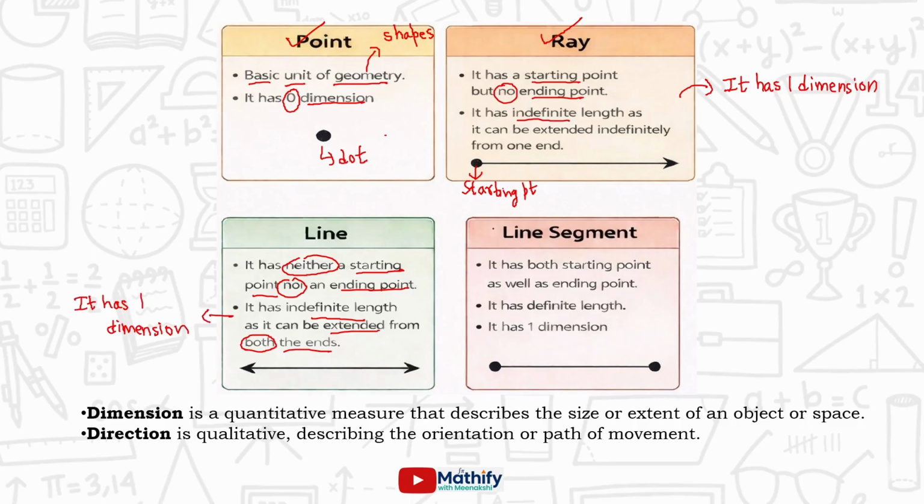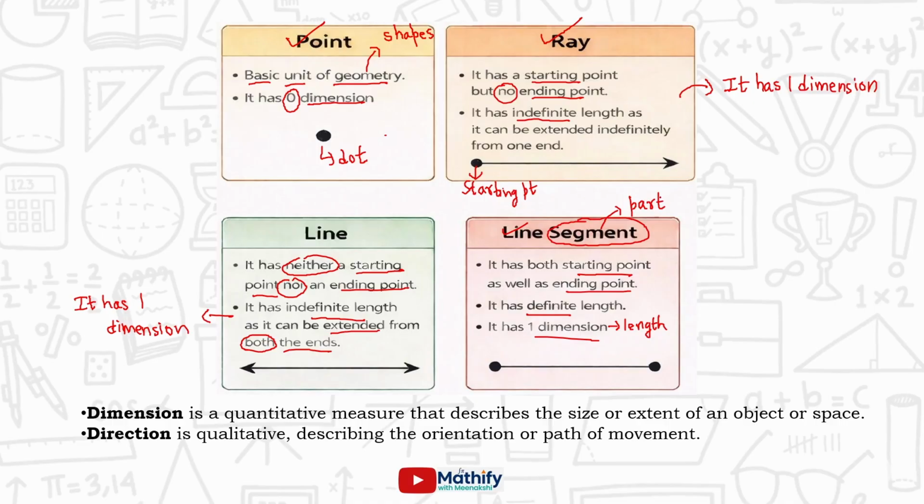Finally, we have a line segment. A line segment has both a starting point as well as an ending point. So its length is fixed, or you can say definite. And that's why we say a line segment has one dimension, and that is length. So we can always measure the length of a line segment. One more thing, as the name says, line segment, segment means part. So a line segment is a part of a line. You can also say it in this way.